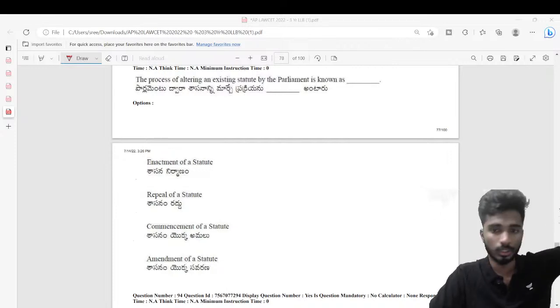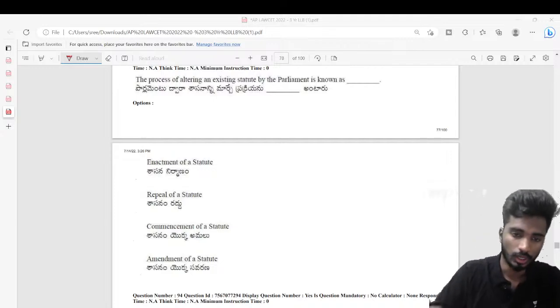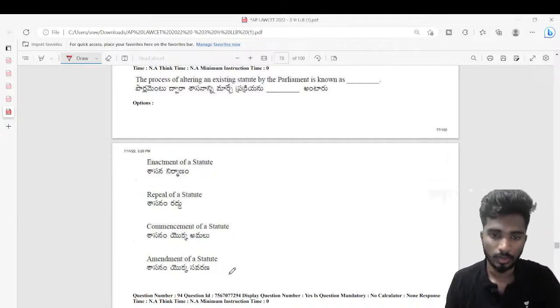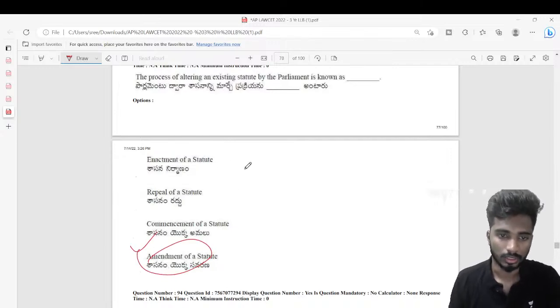Very good Jeevana. Very good Alpha, Nayak, TS, Vijaya, Madhu, Venu, Rahul. Very good, guys. So the answer is amendment of a statute. So alteration ante edaina change cheyadani we call it as an amendment.